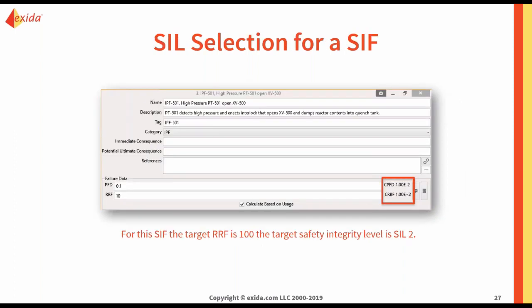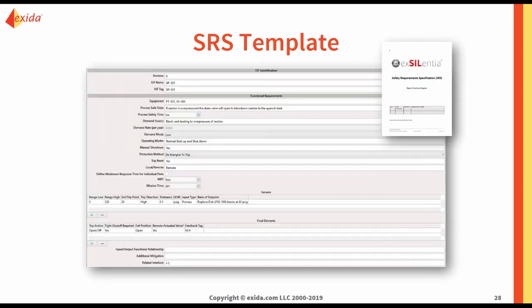Here you can see the calculated risk reduction factor in the SIF view. So you see that your probability of failure is 0.1 and your risk reduction factor is 10. So this is one way you can do SIL selection based upon the LOPA. We can also do it with risk graph and risk matrix, which I can give you a look at in the tool, but this is how we would do it here.